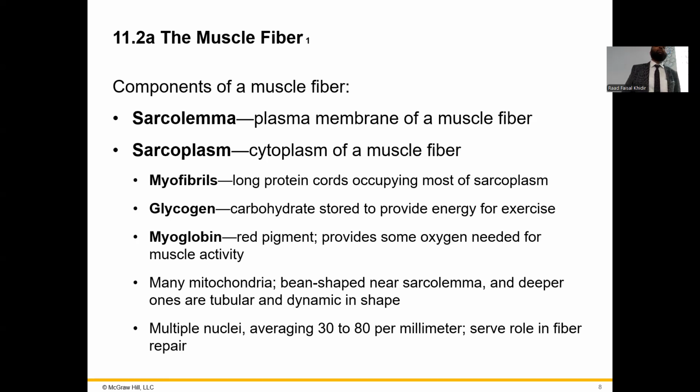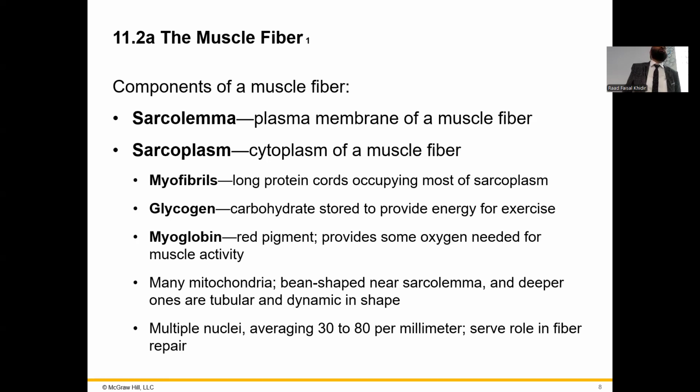So when I look inside my muscle fiber, what am I going to see? I'm going to see myofibrils. I'm going to see glycogen. I'm going to see myoglobin. So myoglobin is a red pigment that provides some oxygen needed for muscle activity. There are many mitochondria. Mitochondria are bean shaped near the sarcolemma, and the deeper ones are tubular and dynamic in shape.